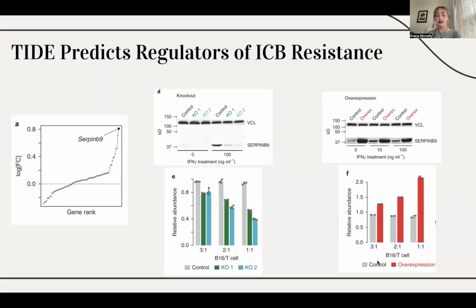These findings experimentally validated that SERPINB9 regulates T-cell mediated killing, a process which is critical to effective ICB response. This further validated TIDE's ability to locate and identify novel genes that may play a role in ICB resistance.